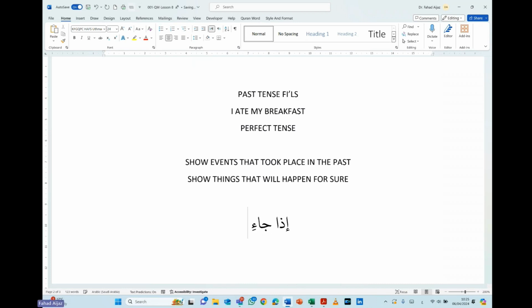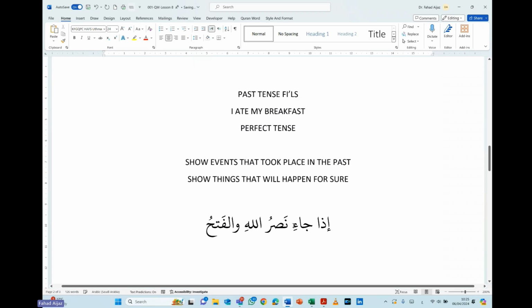إذا جاء نصر الله والفتح. We'll do this inshallah. إذا جاء نصر الله والفتح. So here the past tense is ja'a. So this is the past tense, ja'a. Inshallah, we'll do it when we do the decoding. So this is a past tense. It means he came. Okay.